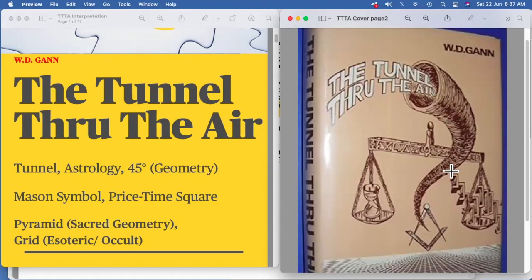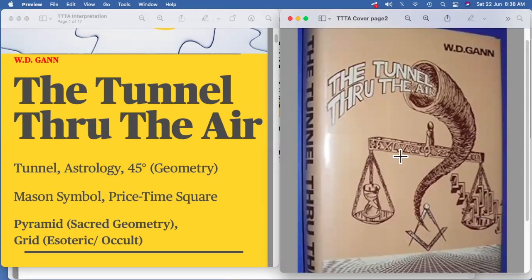So we have the front page there with us, and on the front page we see a tunnel. So we have this first one. This is the tunnel. Then we have the Libra sign. That's why we will be studying also about astrology.